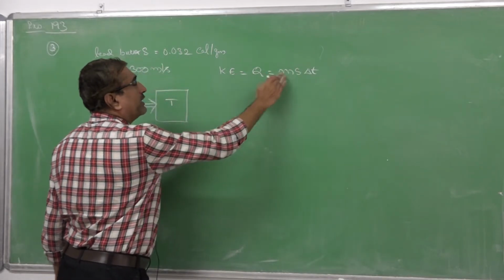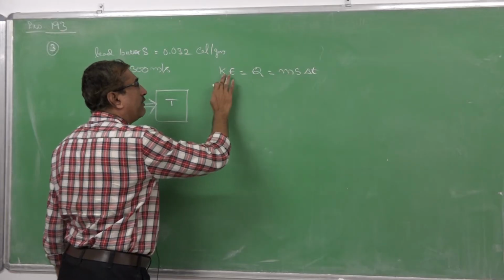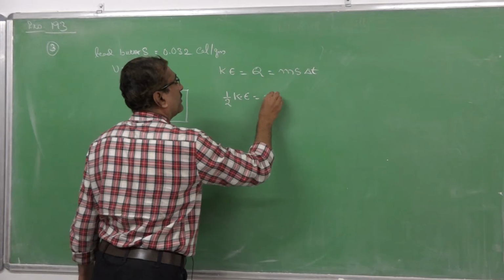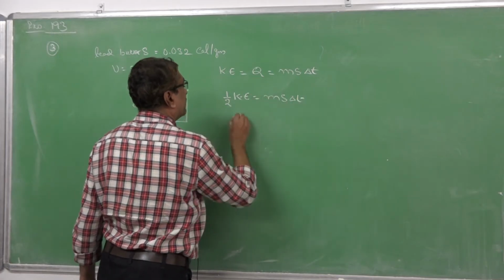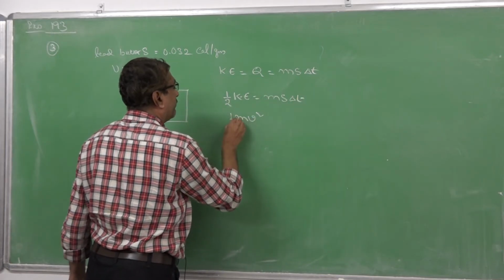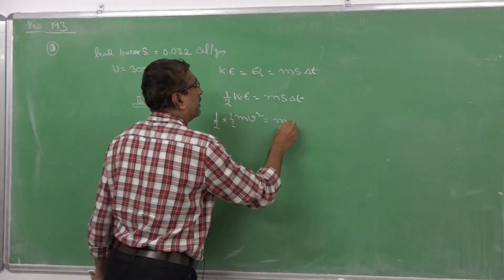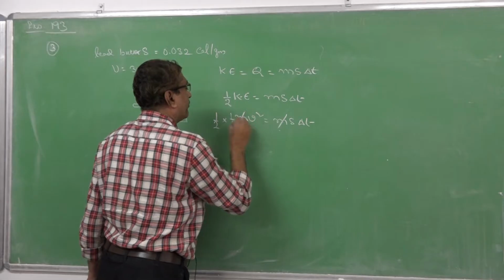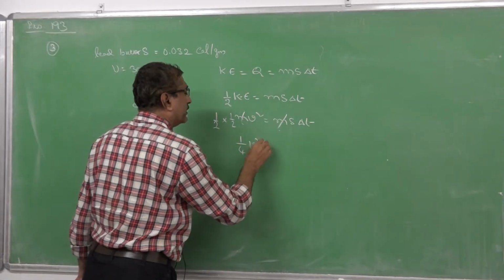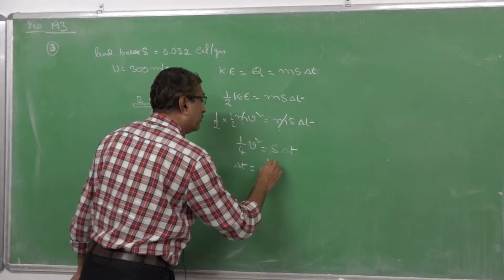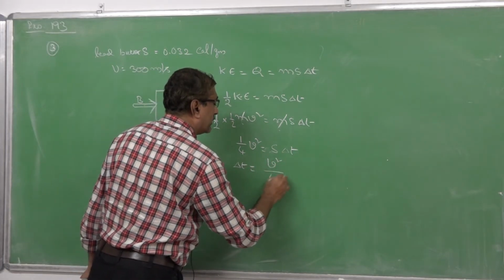But here the total energy is not converted, only half of it. So half the kinetic energy of the bullet is converted into ms delta T. Here, half of (1/2 mv square) is equal to ms delta T. So 1 by 4 v square is equal to s delta T. So delta T is equal to v square by 4s.